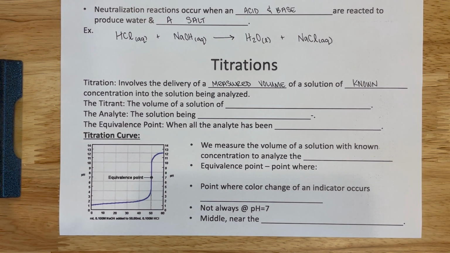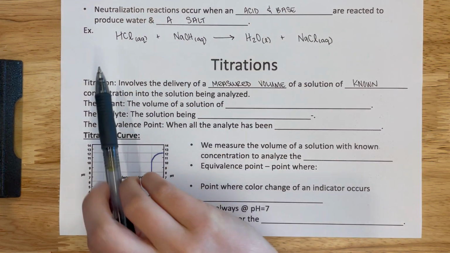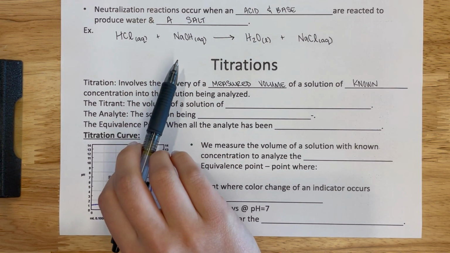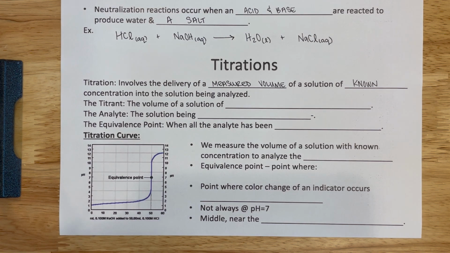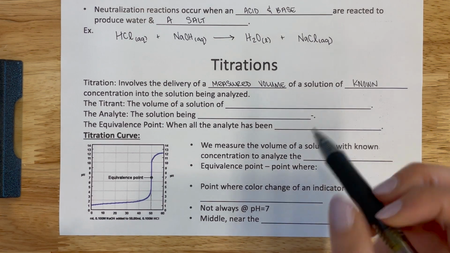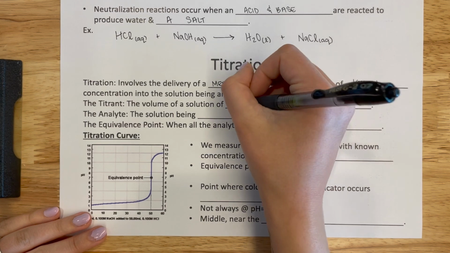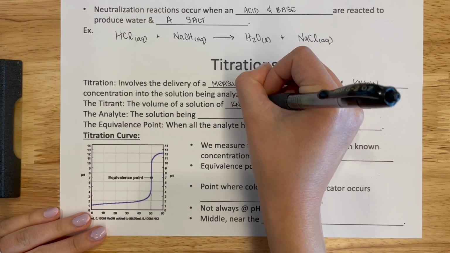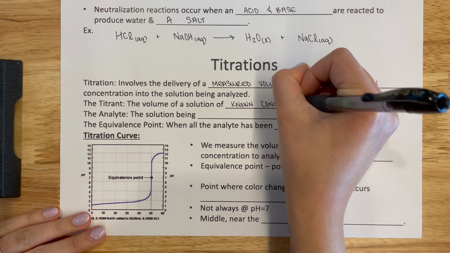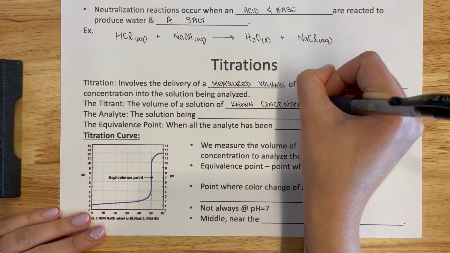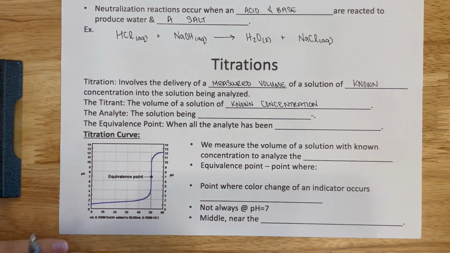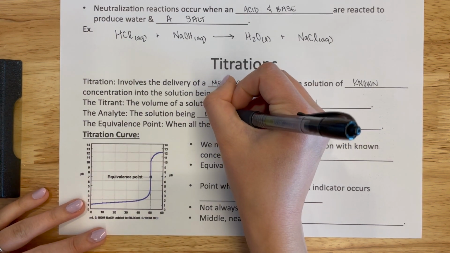So if we have a solution that we are unaware of its concentration, we can add in whatever the other thing is, add a known concentration in order to figure out what the other one's concentration is. And we'll actually do a practice problem today. So the titrant is the volume of solution of your known concentration. And the analyte is the solution that's being analyzed.